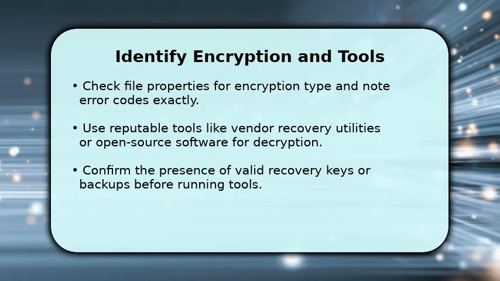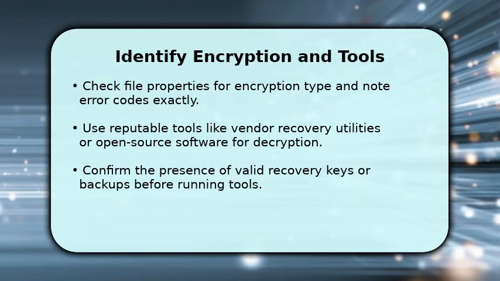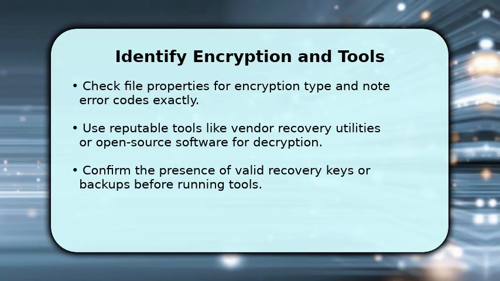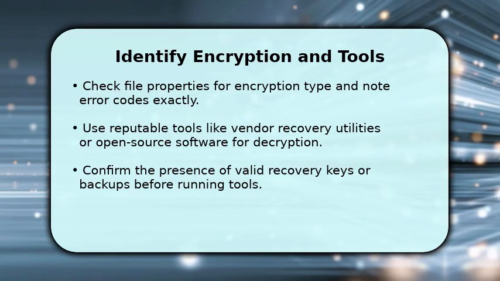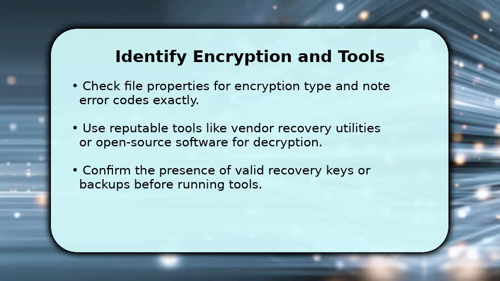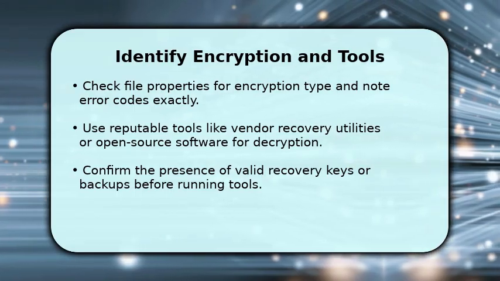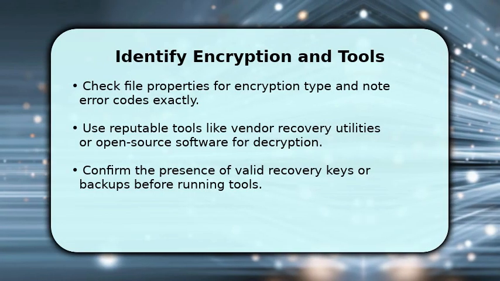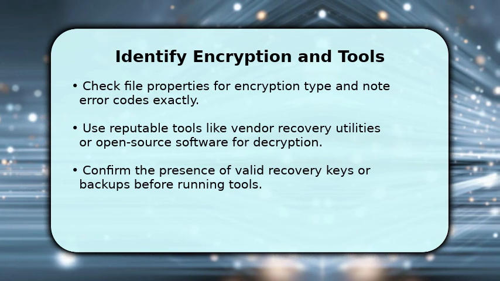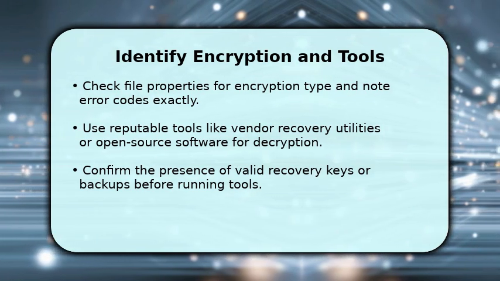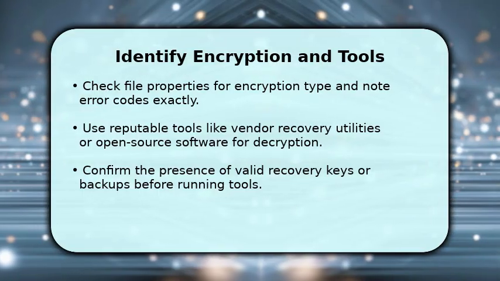Next, identify the encryption method used and the matching recovery tool you need. Open file properties and metadata to look for labels or algorithm names. Search the operating system for vendor recovery utilities or recommended third-party tools. Confirm the presence of valid recovery keys, backup copies, or password hints before running any tool. Only download tools from trusted sources and verify checksums when available. Keep a log of each tool you try and the exact steps taken in case you need professional assistance later.